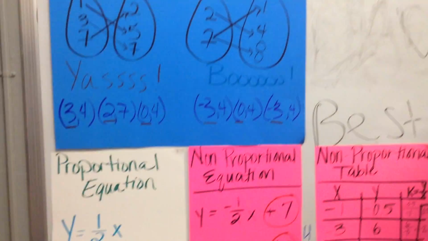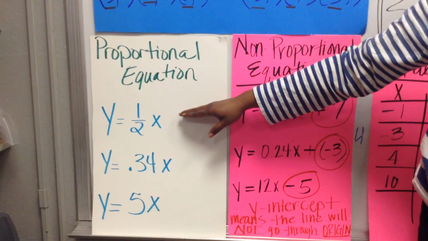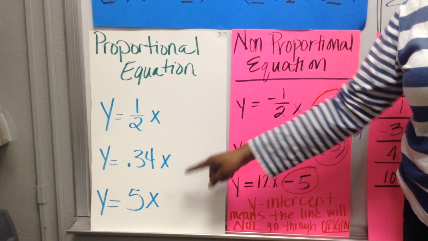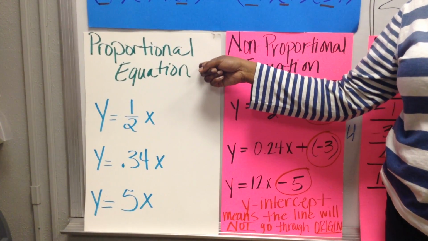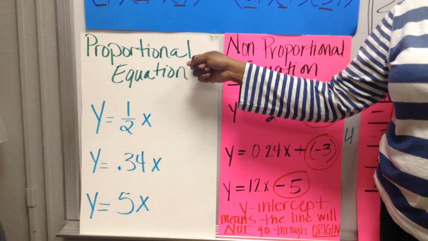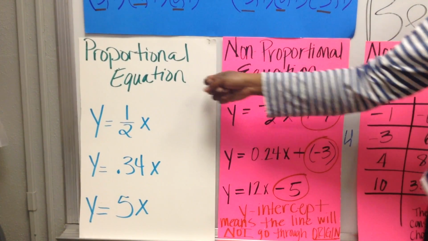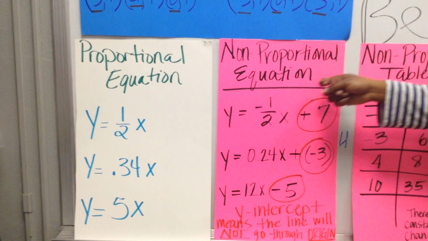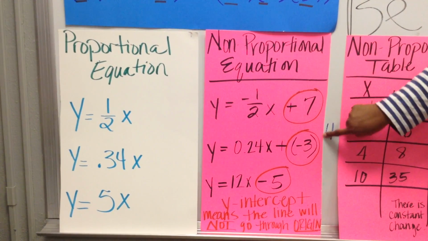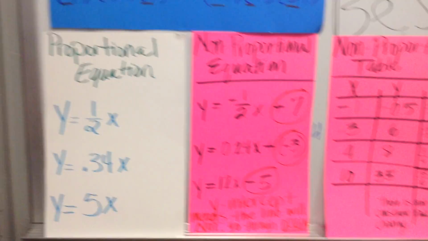Let's move on to proportional and non-proportional equations. If an equation does not go through the origin, it will not have a b to the right of it. So this equation really is represented by y equals k times x. Remember on your formula chart it says direct variation. Okay, so this equation is proportional, and this equation is non-proportional because it has a b. It has a y-intercept. It crosses somewhere other than the origin.